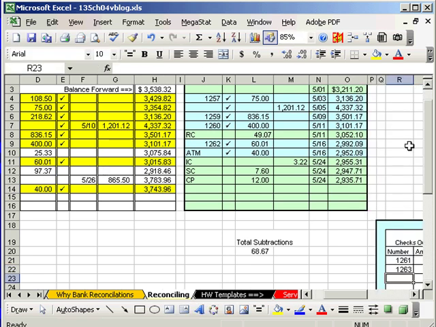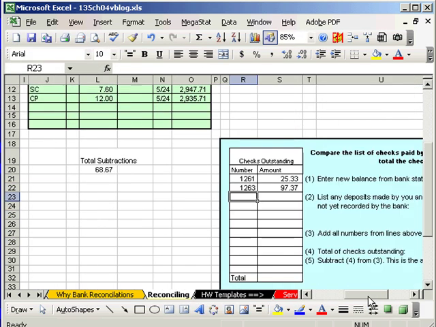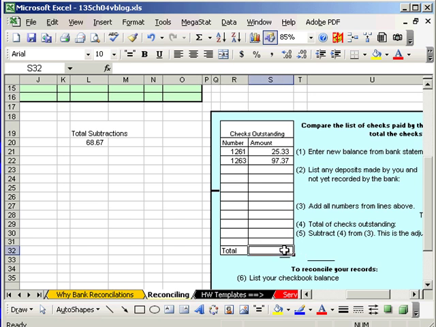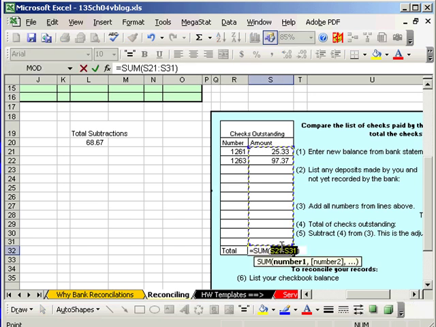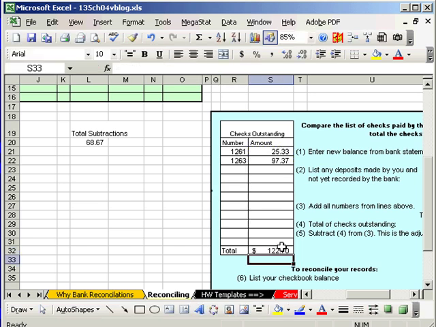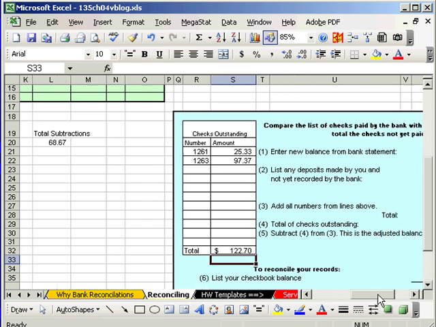9737, enter. All right, so back to our bank reconciliation here. Let's add these up. Alt equals, look at that, it guessed right. Enter. So 122.70. Those are checks, a total of the checks we wrote that the bank doesn't know about.